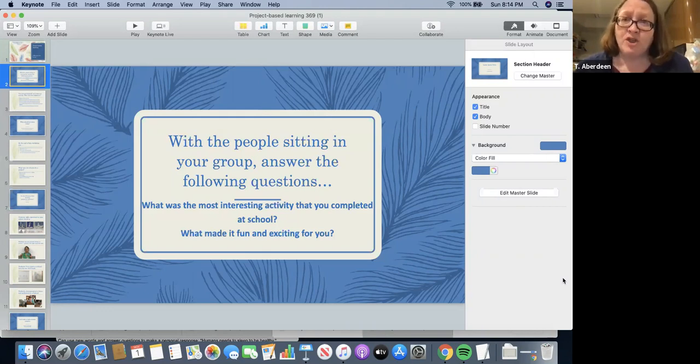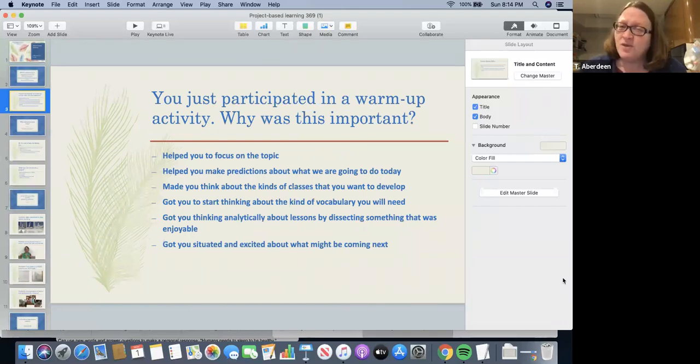If you are doing a project-based learning piece, one of the things you have to realize is you start off with a warm-up, and a warm-up helps you stay on the topic. It makes people think about where you're going with this. Why would you try to morph something in the way that you're going to do it? What do you want to develop? What kind of vocabulary are you going to use? How are you going to think about things analytically? How are you going to move into what's coming next, right?